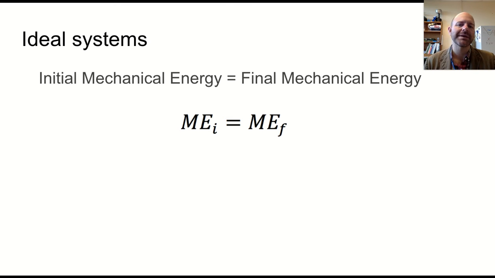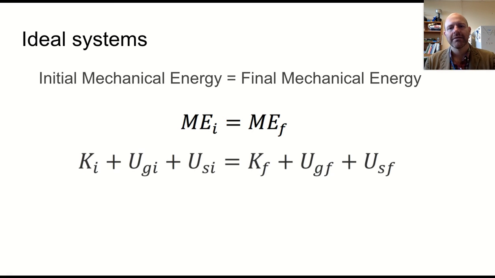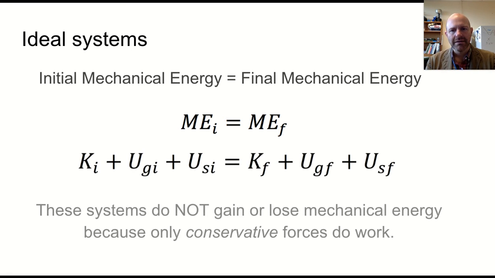And if a system is ideal, that is, there's nothing non-conservative going on, more on that in a second, right? We can say that the initial mechanical energy equals the final mechanical energy. The kinetic energy plus the gravitational plus the spring at the beginning is equal to that at the end. They do not gain or lose mechanical energy. And the reason for this is that all of the forces that are involved, spring force and gravitational force, are a special type of force we call conservative forces.